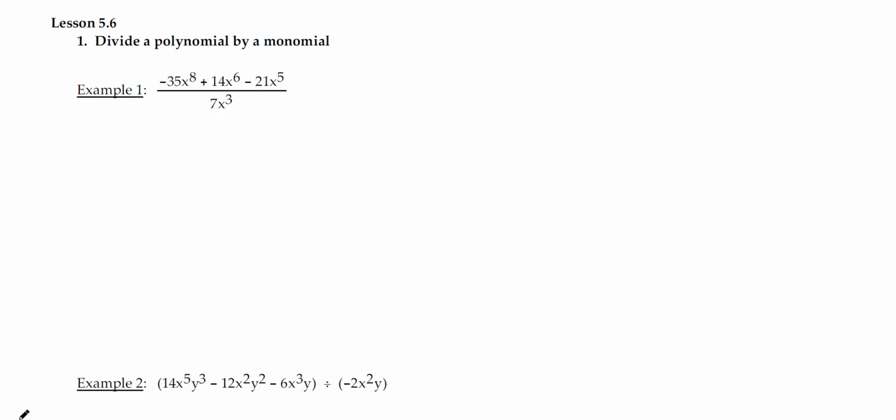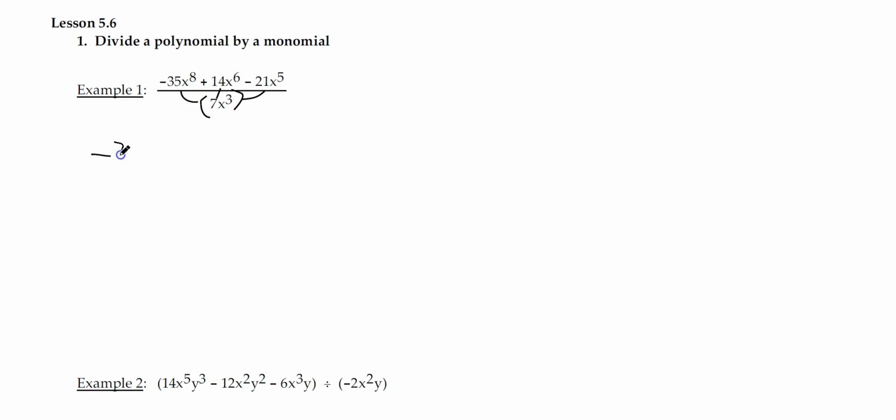This is Math 1010, Module 5, Intermediate Algebra, Rational Expressions and Equations. This is Lesson 5.6. The first objective, divide a polynomial by a monomial. Okay, dividing by a monomial does not require any form of long or synthetic division. Instead, we just really need to distribute this division.